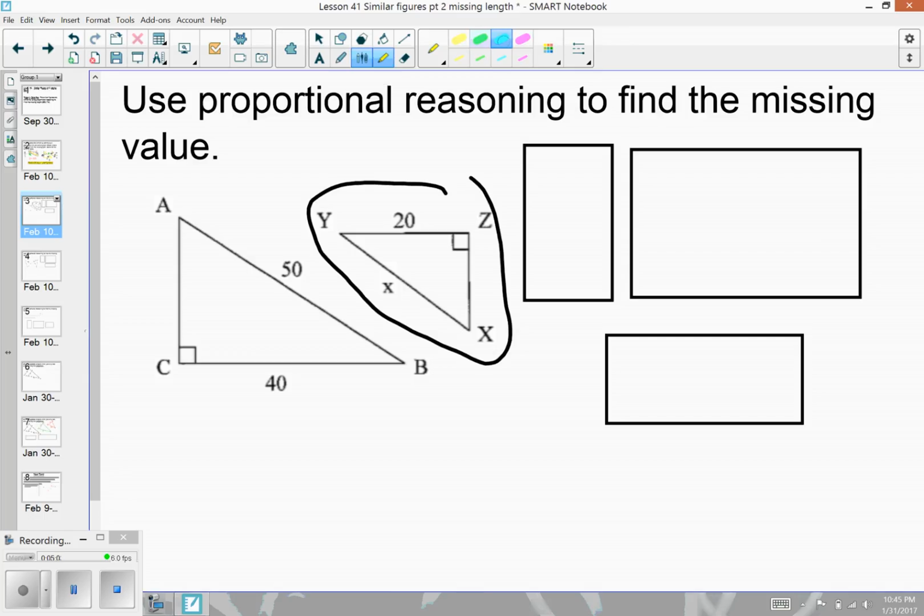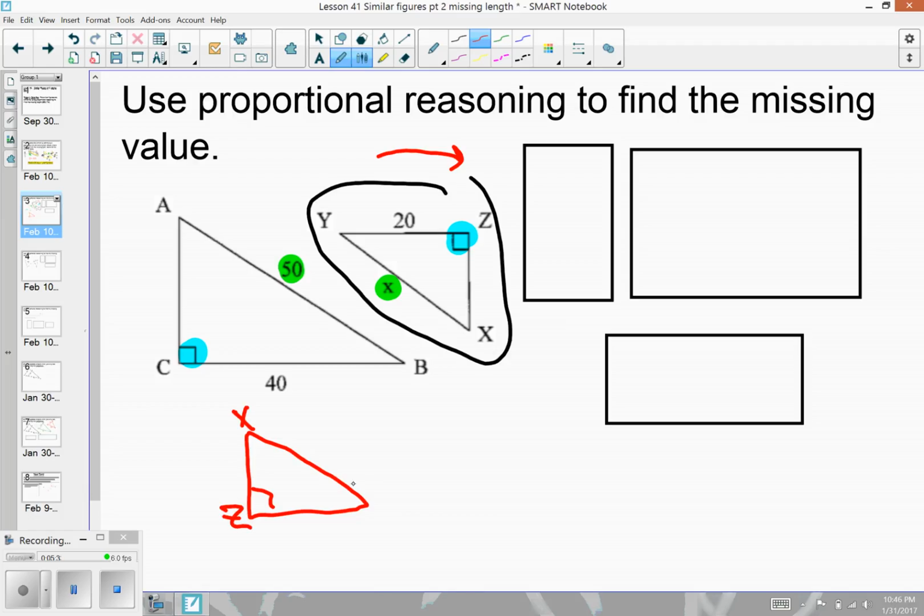If we look at this right angle right there, and we see that the opposite side is right there, and if we were to take this smaller shape right here and rotate it backwards just a little bit, we could create another triangle that looked like this. This would be our X, this would be Z, and this would be Y over here, okay? And then our little X would be right here, and 20 would be down here.